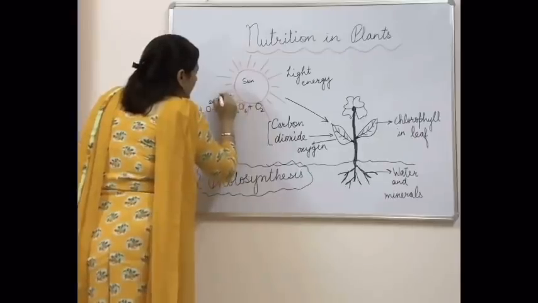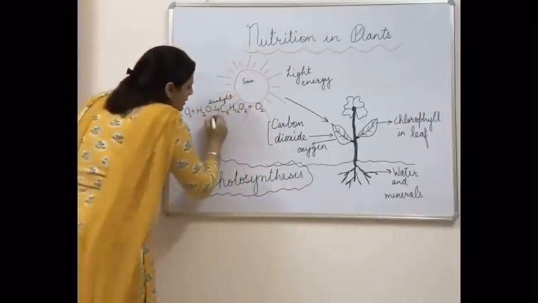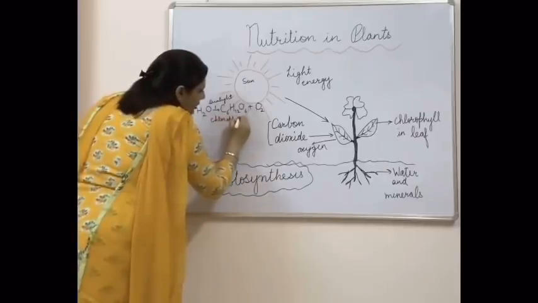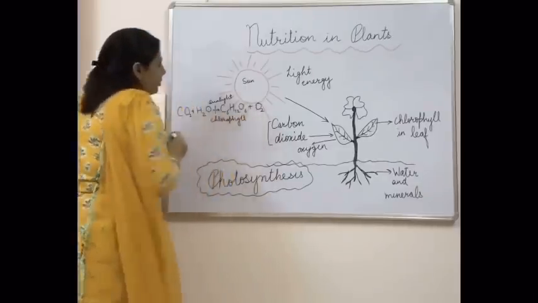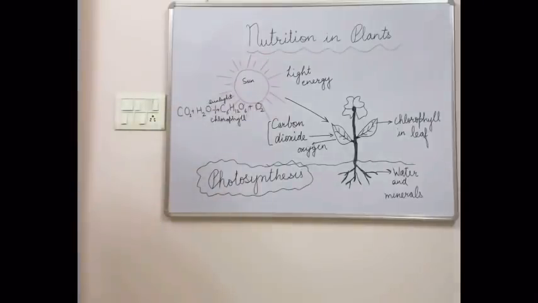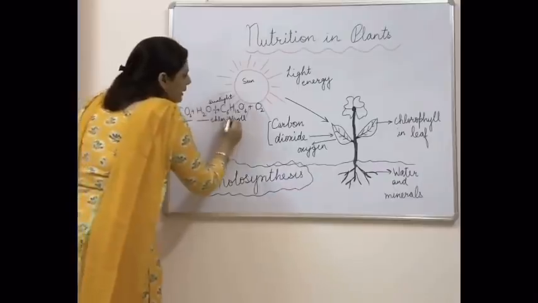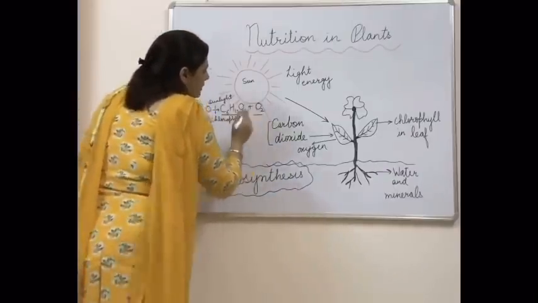I will be writing in detail also, and chlorophyll. Both the things should be written on arrows. Okay, so this is the process which occurs. This is carbon dioxide, this is water, then we have carbohydrate and oxygen.